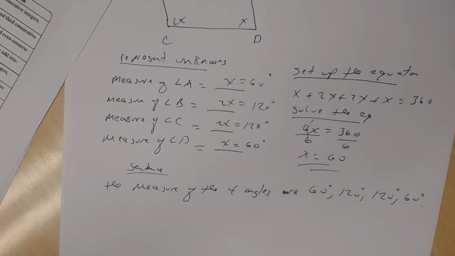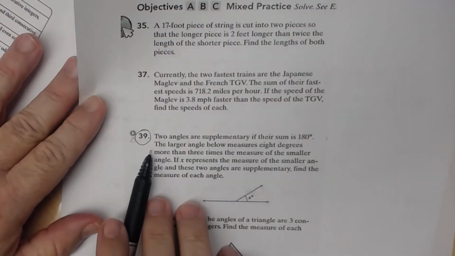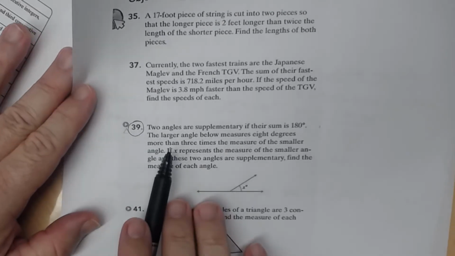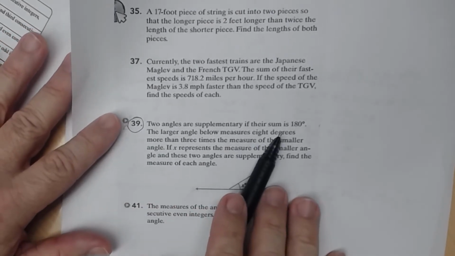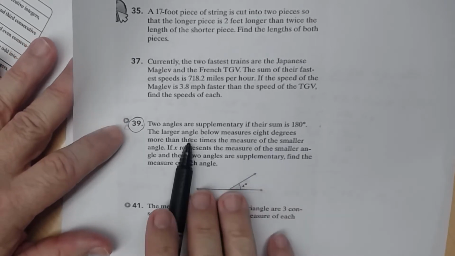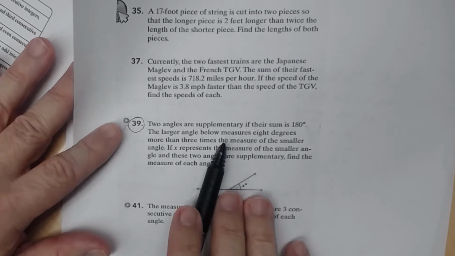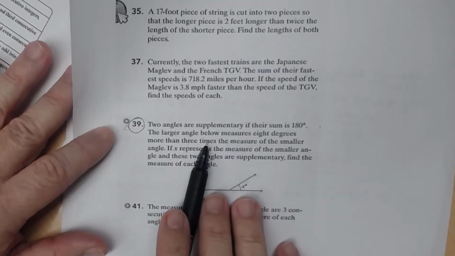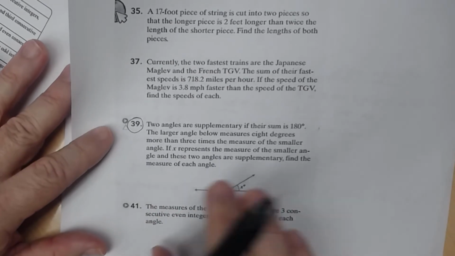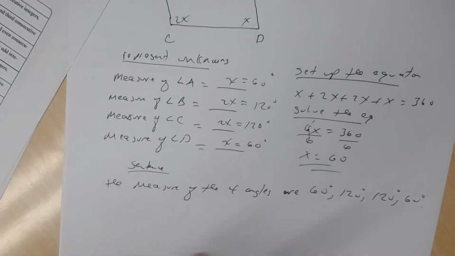All right, let's see. Let's look at 39. Okay, so in 39, you're told that two angles are supplementary if their sum is 180 degrees. All right, and the larger of the, actually, let's do this one in the next lesson because it's going to be for that other worksheet. So I'm going to come back and do 39 in the next lesson. What I want to do now, though, is this. So let's look at this right here.